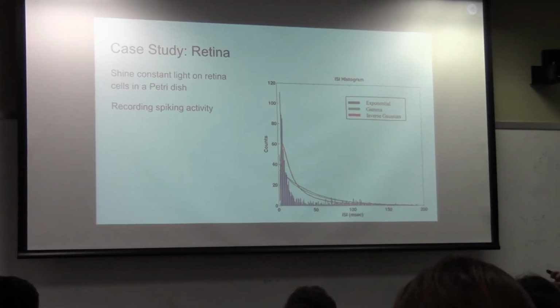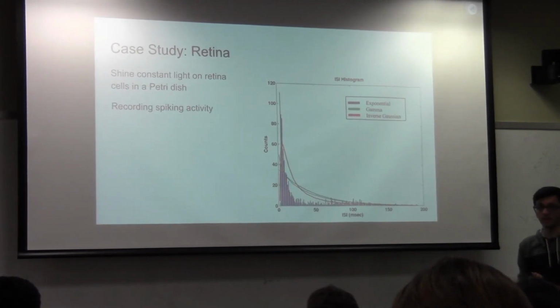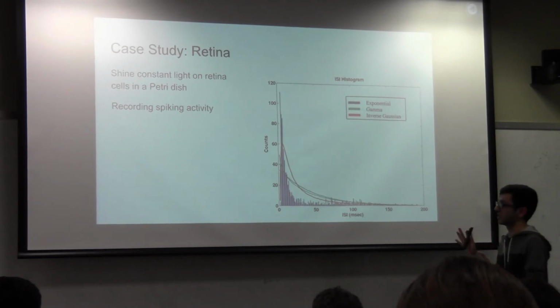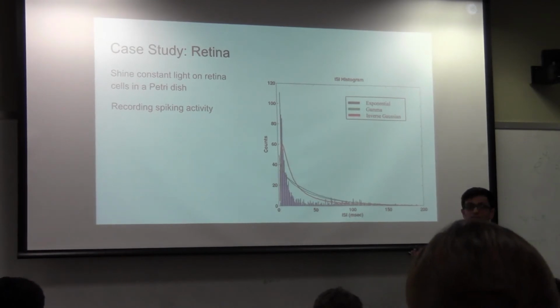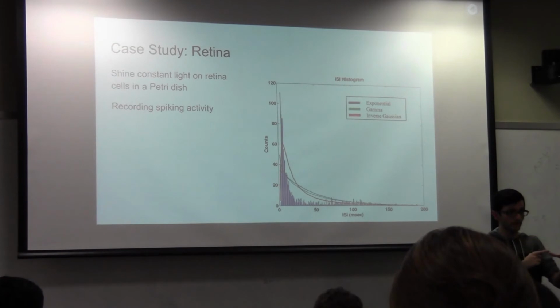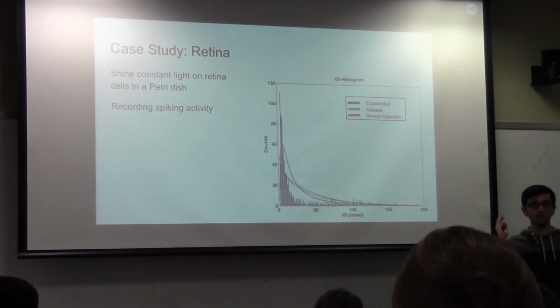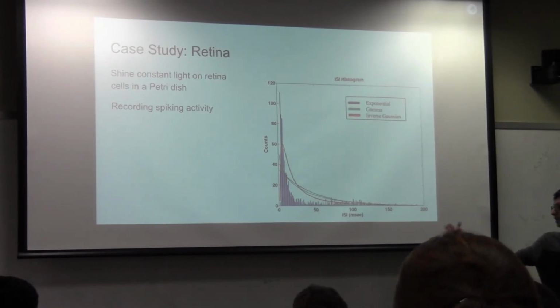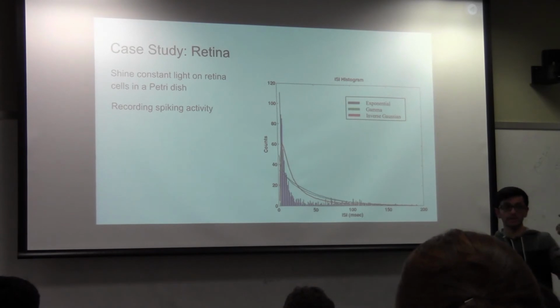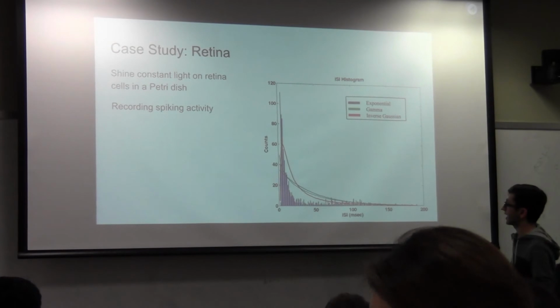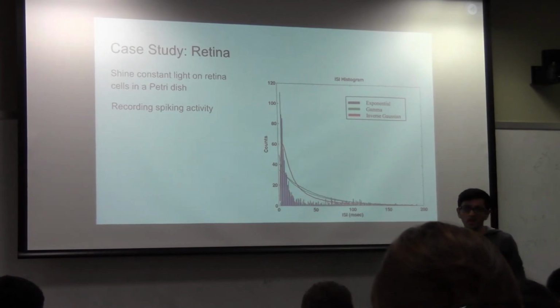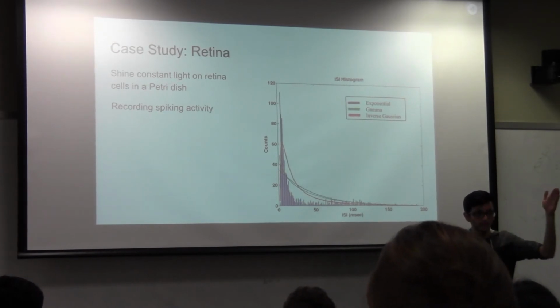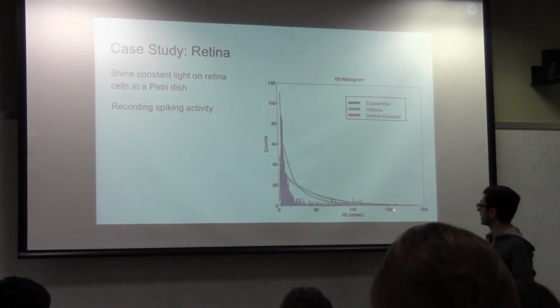So here's the case study that she touched on, and I'll just run through it again because it's very instructive. The experiment was: you have a bunch of retinal cells in a petri dish, you shine constant light at them for a long time, and you collect the recording of the spikes. And as you saw in class, when you give a neuron a constant stimulus, eventually it drops off, right? That's what happens here.